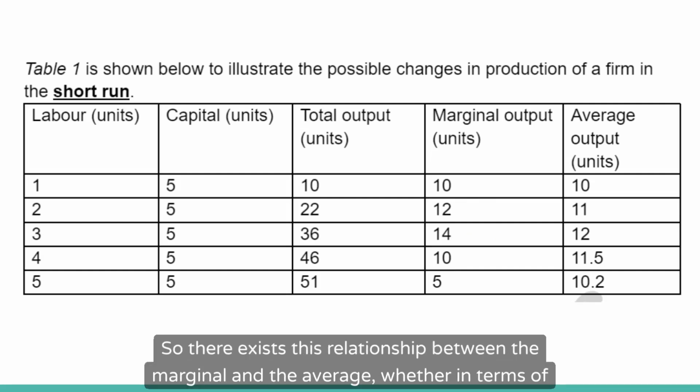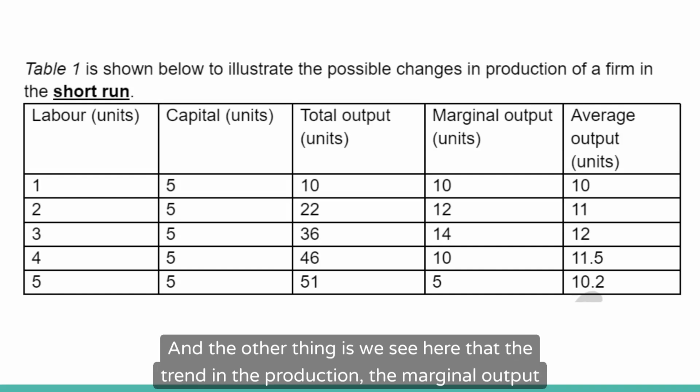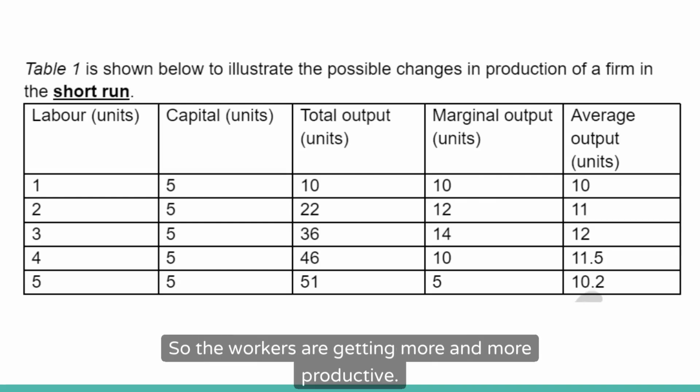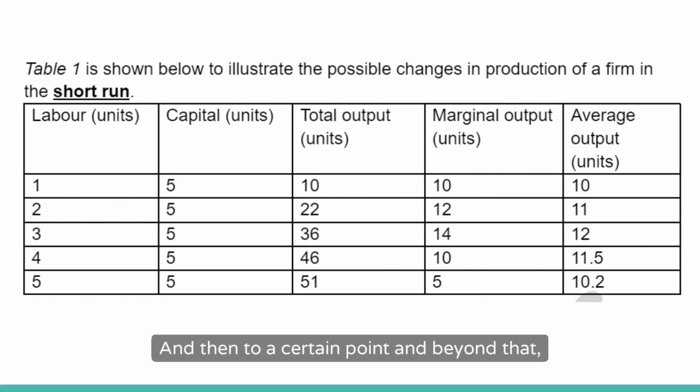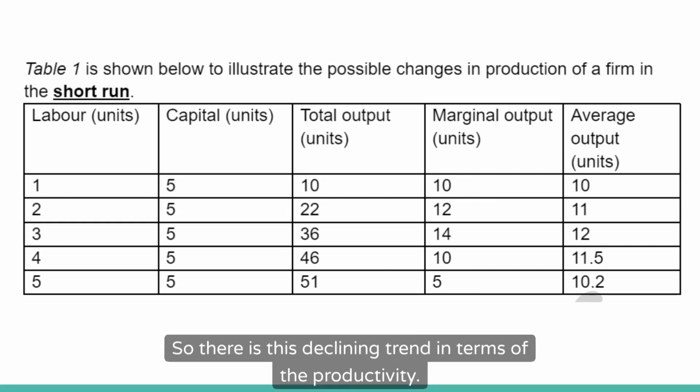So there exists this relationship between the marginal and the average, whether in terms of output or it could be in terms of any variable, right? So that is one relationship we have to be aware of. And the other thing is we see here that the trend in the production, the marginal output, it starts to go up at first. So the workers were getting more and more productive, and then to a certain point and beyond that, it starts to fall. So there is this declining trend in terms of the productivity, right?